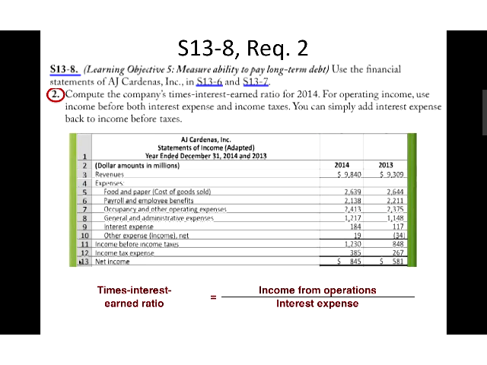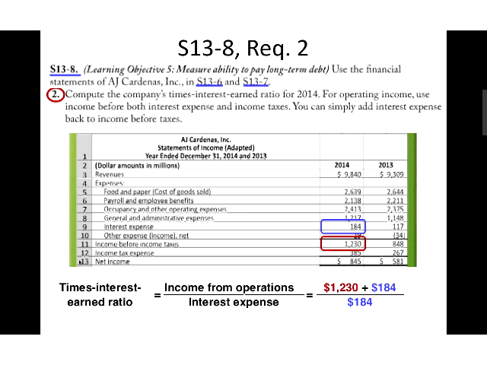It tells us in the requirement: compute the company's times interest earned ratio. For operating income, use income before both interest expense and income taxes. You can simply add interest expense back to income before taxes. So they're telling us to use the income before taxes and add back interest expense. So when you're doing this homework problem, make sure that that's there. How do I know to do that? Because it told me that for this data set. Otherwise, you'd use income from operations if they give it to you, and divide by interest expense. And when we do that, we get a 7.7.